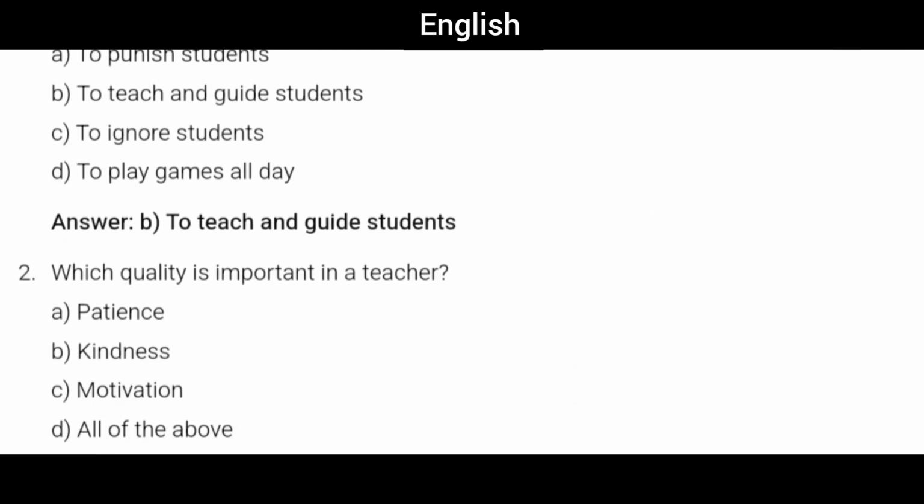Option number B. Now, which quality is important in a teacher? Patience, kindness, motivation, all of the above. Of course, all the qualities.